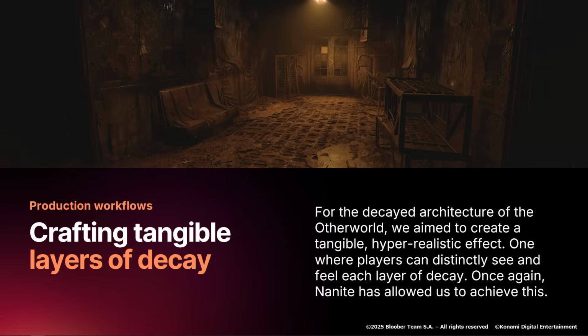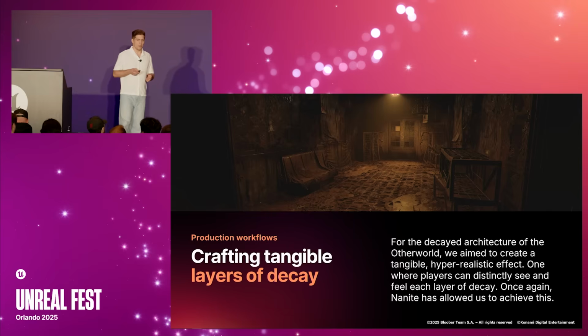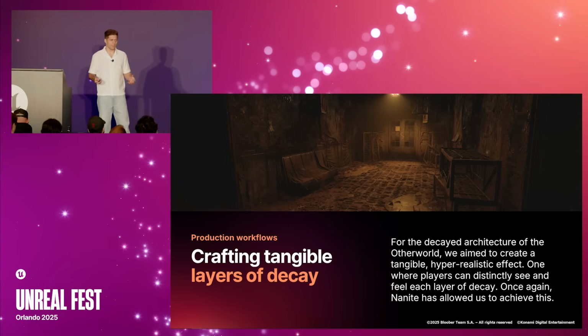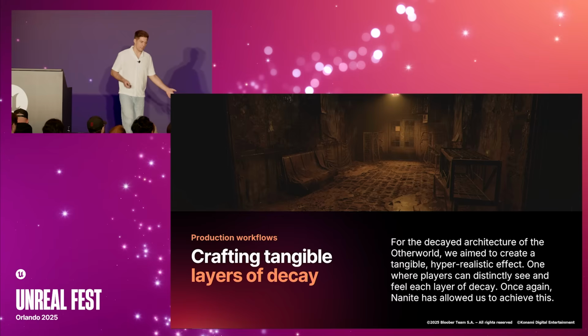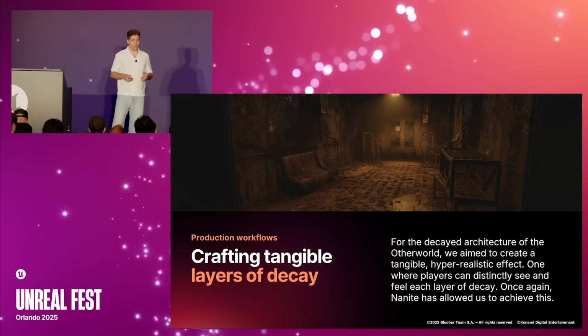So now we go into the second pillar, which is crafting the tangible layers of decay. What I mean by tangible is we wanted the player to almost feel like they can smell the room they're in. They can reach out and touch all of this rust, this corruption and decay. And Nanite helped here massively, as I will explain a bit later, because with all this extra geometry, all this extra layering we could achieve, the player could spend a couple of seconds standing in place and just observing the environment around them, because there were so many layers we've added to it.